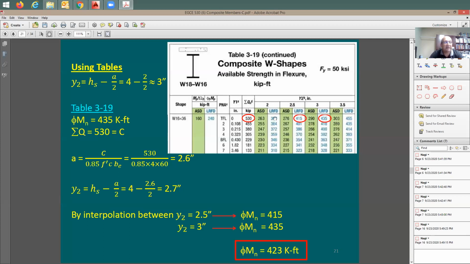And then after that, you have the capacity. So this number here is going to be the capacity in kip foot. So this is going to be Vmn for the composite beam. For different Y2 cases, if you have Y2 of 2 inches, it's going to be the capacity. Y2 equal to 2.5 inches, capacity is 415. If Y2 equals 3 inches, it's going to be 435. So right out of this table here, you should be able to read PMN for the composite beam and for the non-composite beam. Non-composite beam is going to be this number here. And for the composite beam, it's going to be one of these that you can read or look up.